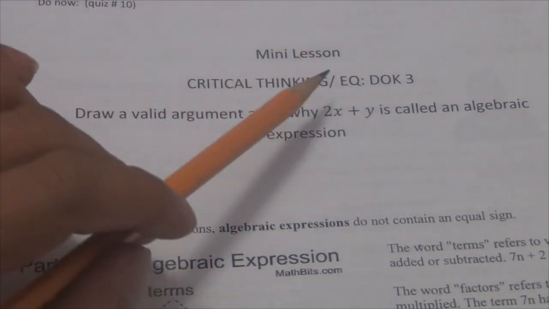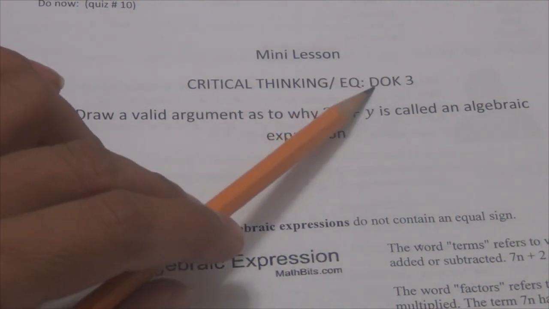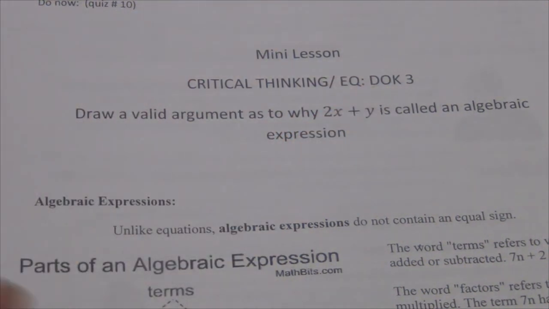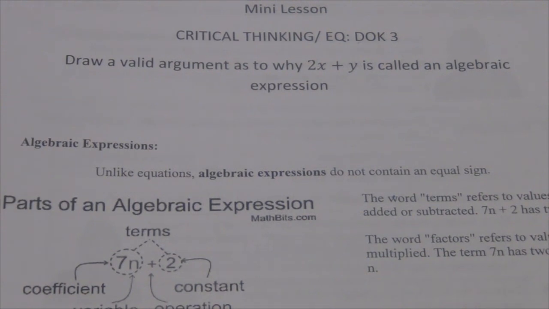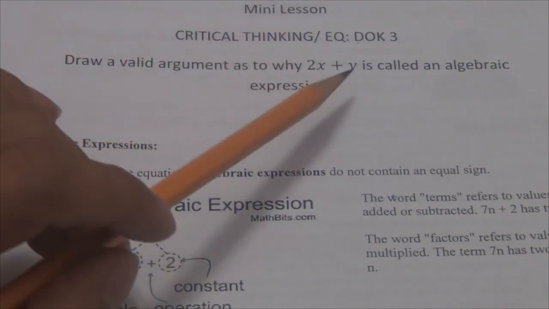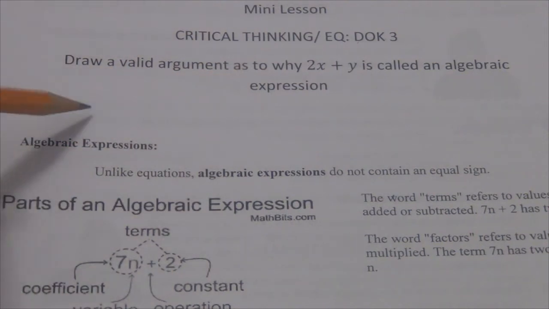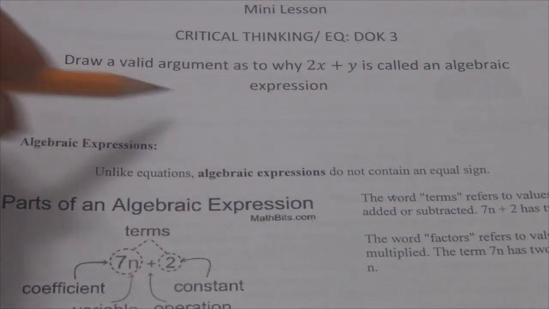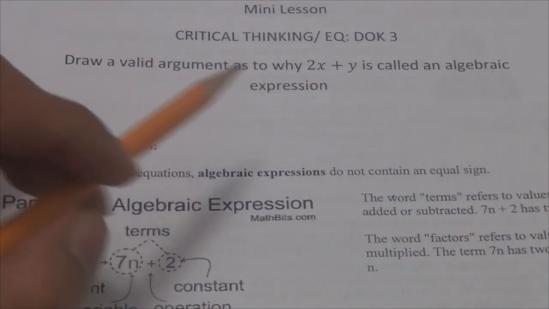Critical thinking, essential question, depth of knowledge, level 3. It says, draw a valid argument as to why 2x plus y is called an algebraic expression. I'm not going to write it, I'm just going to tell you what it is so you can write it on your own.